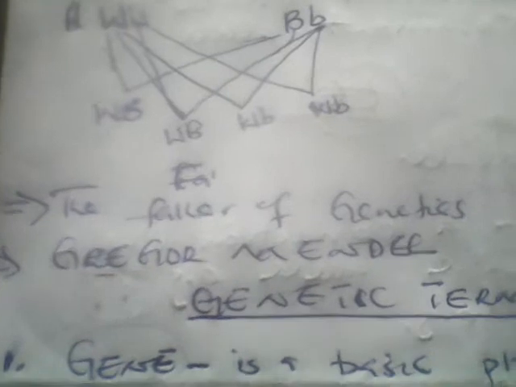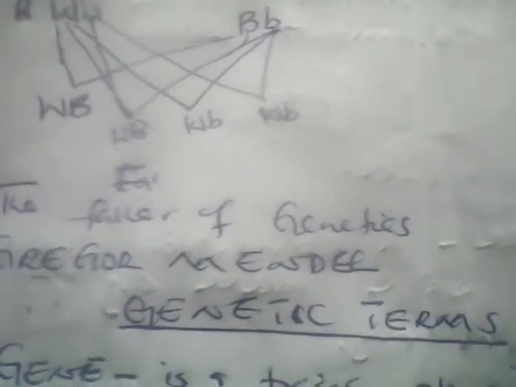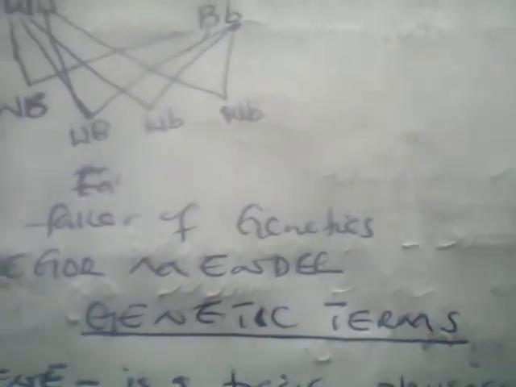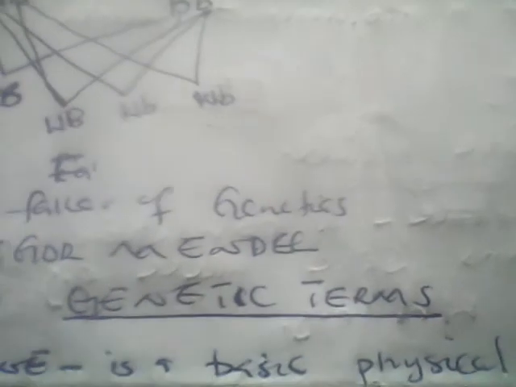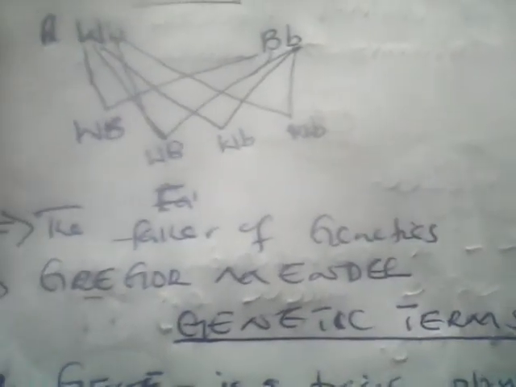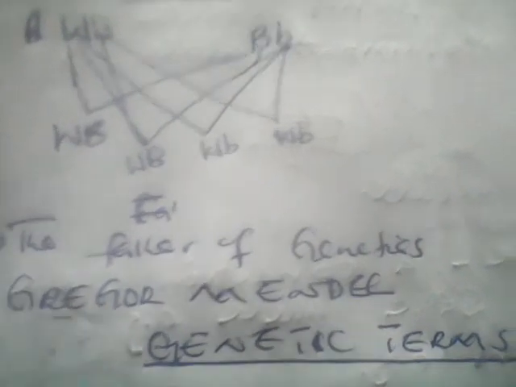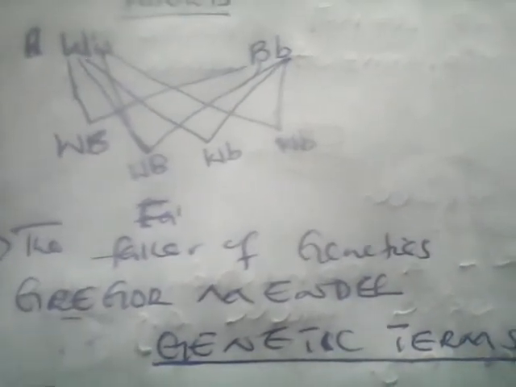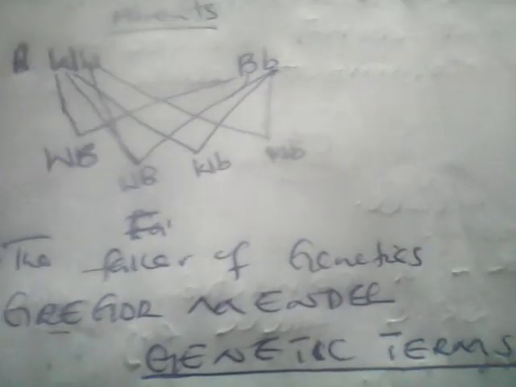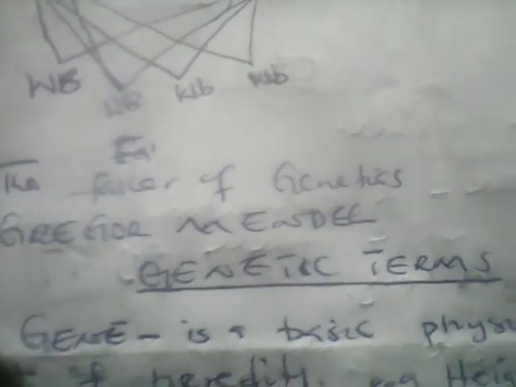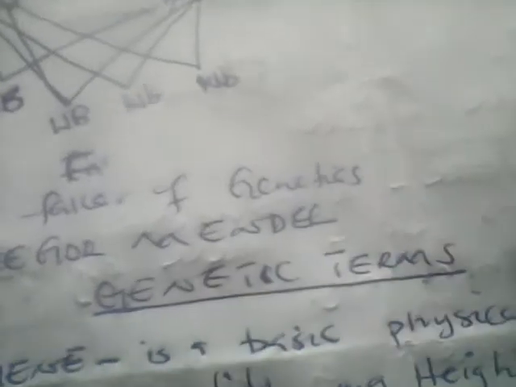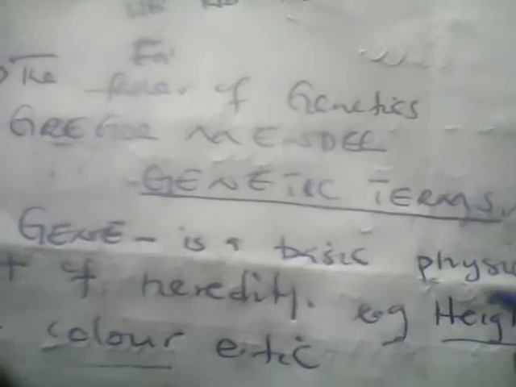So for us to understand genetics very well, we need to understand genetic principles, or rather genetics terms. These genetics terms were discovered by an Australian scientist called Gregor Mendel. Gregor Mendel is the father of genetics. Okay, so let's look at the terms of genetics.